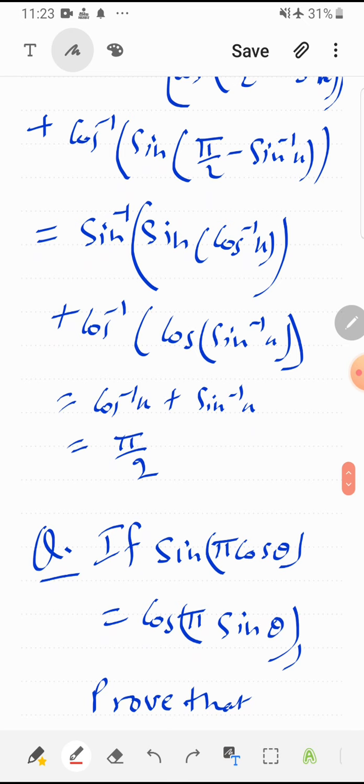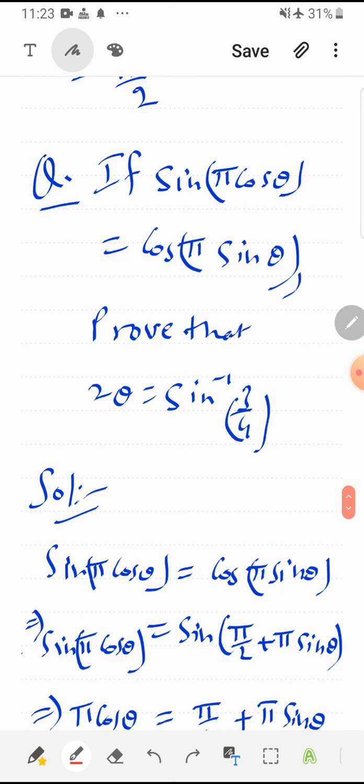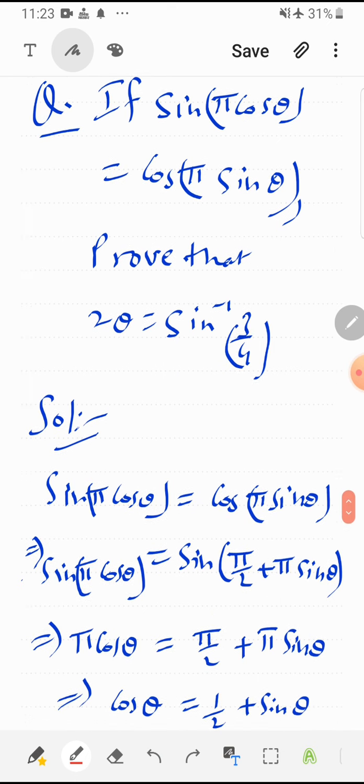Next is, if sine of pi cos theta is equal to cos of pi sine theta, then prove this. Now here the first step is very important. I am writing cos theta as sine 90 plus theta. If I write cos theta as sine 90 minus theta, it is possible that the question is not proved. So I am writing cos theta as sine 90 plus theta, so that on both sides I am having sine only.